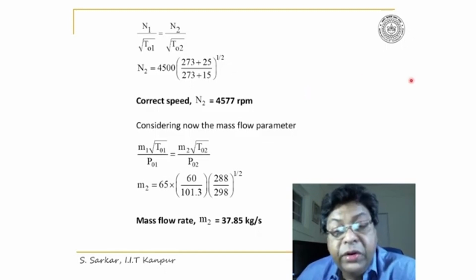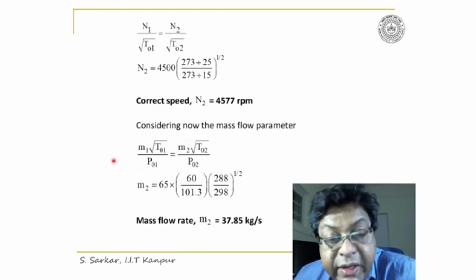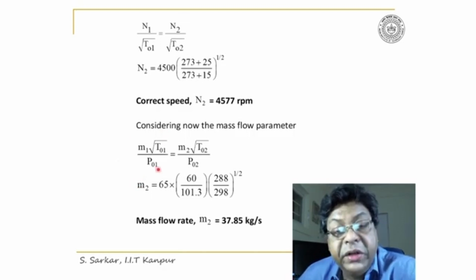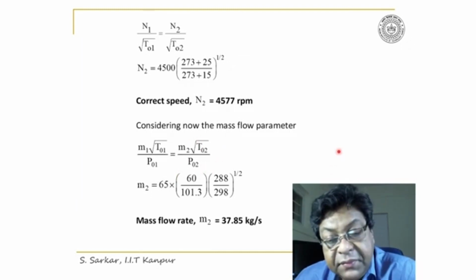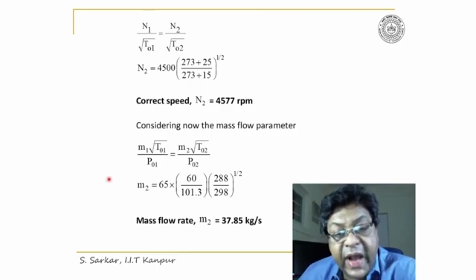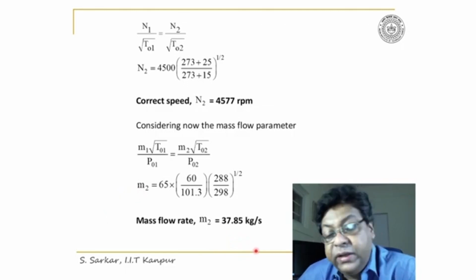Similarly, we know the capacity as m root over T0 by P0. So I can write m1 root over T0,1 by P0,1 must be equal to m2 root over T0,2 by P0,2. So from here I can calculate m2, and I have evaluated m2 as 37.85 kg per second.